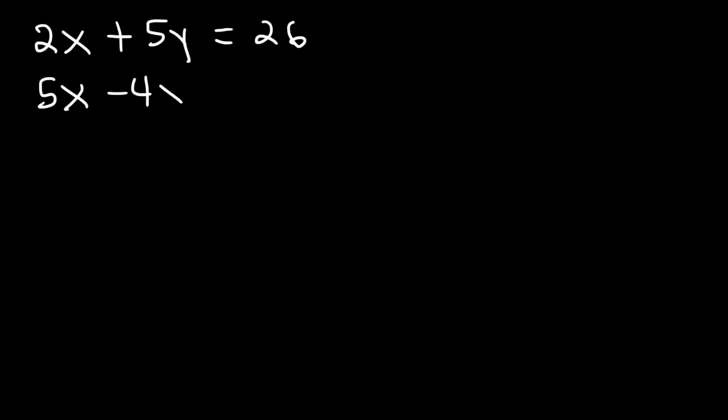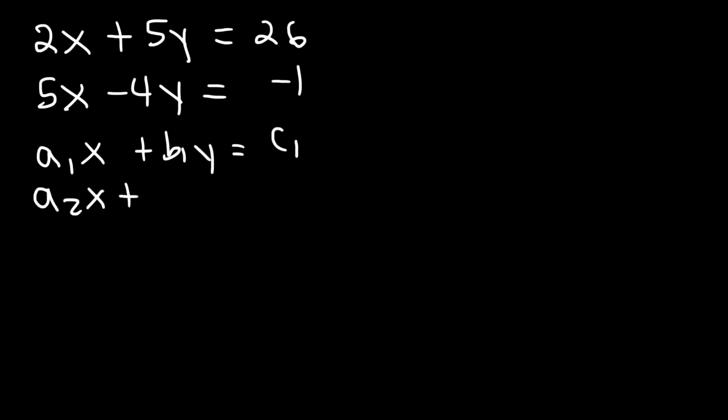In this lesson, we're going to use Cramer's rule to solve a system of linear equations with two variables. So let's say we have 2x plus 5y is equal to 26, and 5x minus 4y is equal to negative 1. Calculate the value of x and y using Cramer's rule. So this system is set up in such a way: a1x plus b1y is equal to c1, and a2x plus b2y is equal to c2.